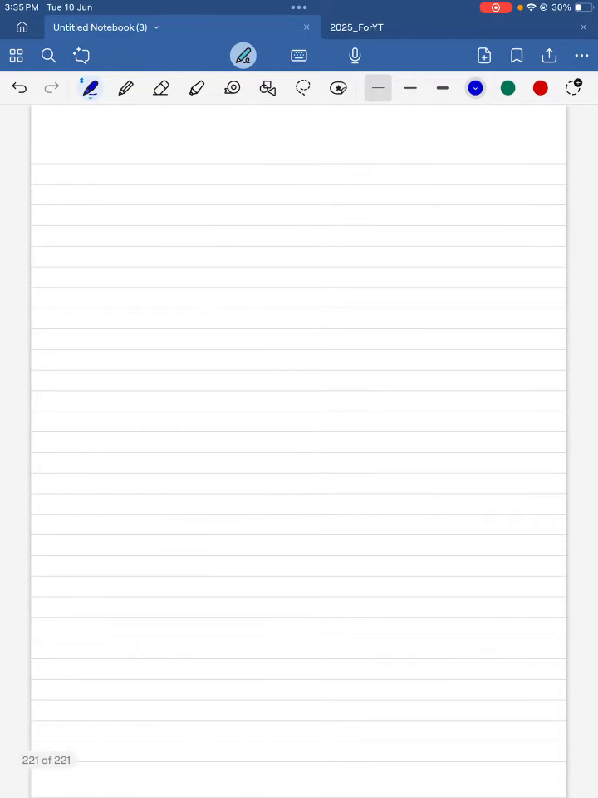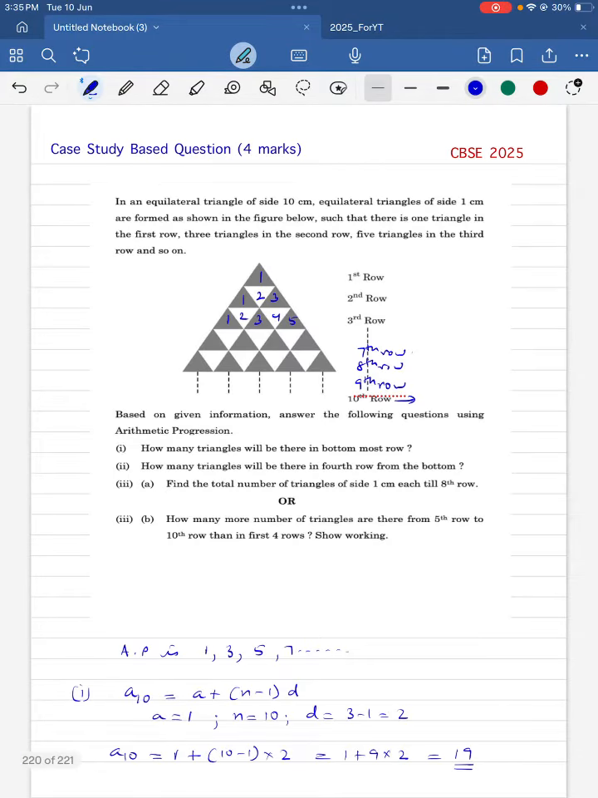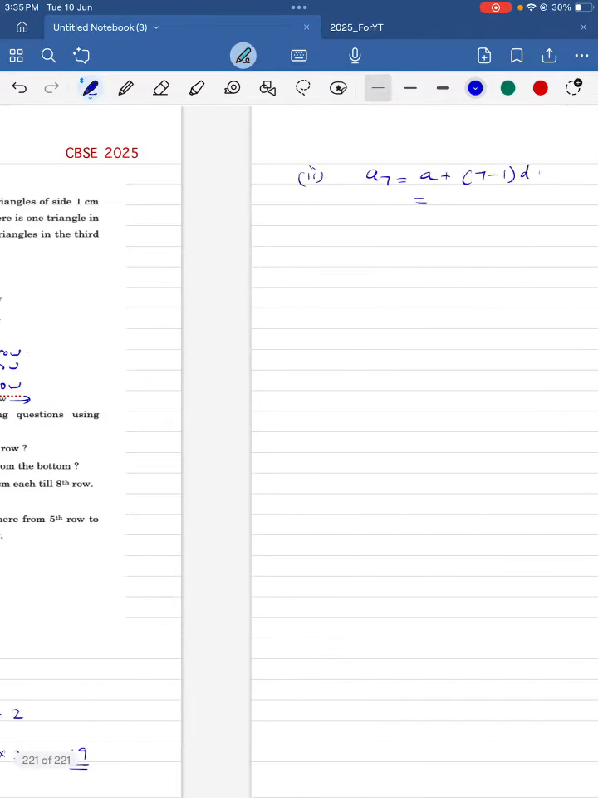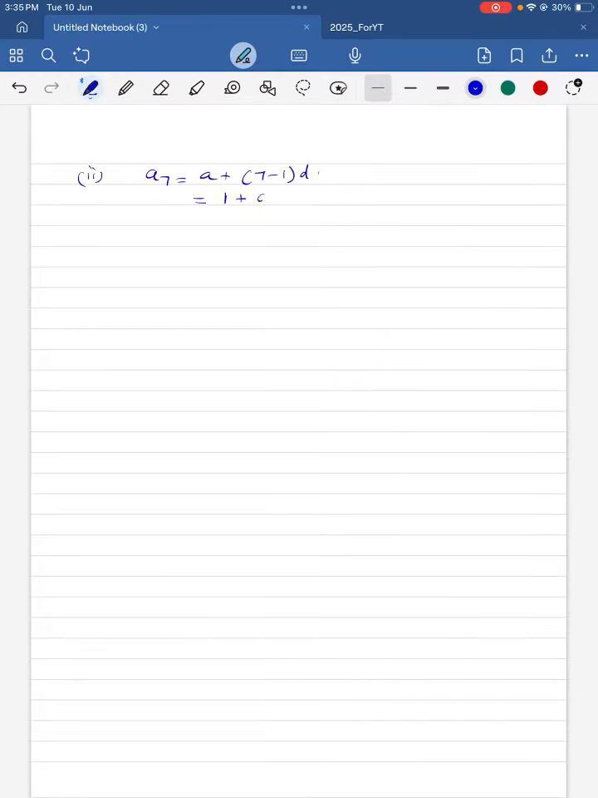Okay, so let me find the value of A7, which is equal to A plus 7 minus 1 into D. The value of A here is 1, plus 6 times 2, so 1 plus 12, which is 13. So therefore there are 13 triangles in the fourth row from the bottom.